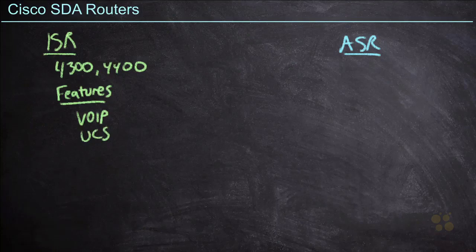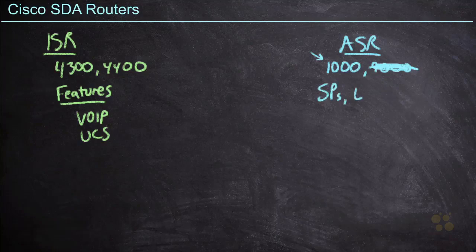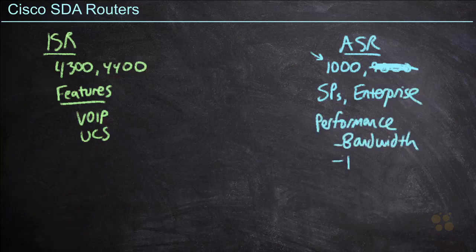I mean, it's plenty for our branches, for example, but when it comes to service providers, that's where the ASRs shine. So from an ASR perspective, we have 1000s and 9000s. However, the 9000s are not supported in an SDA fabric. So we're really focused on the 1000s from an SDA perspective. As mentioned, these are built for service providers and large enterprise networks, and their focus is on performance. We care a lot about the bandwidth and the table sizes, for example, because a lot of times ASRs are actually on the public internet. And so being able to support the entire public internet routing table is an important feature for the ASR.